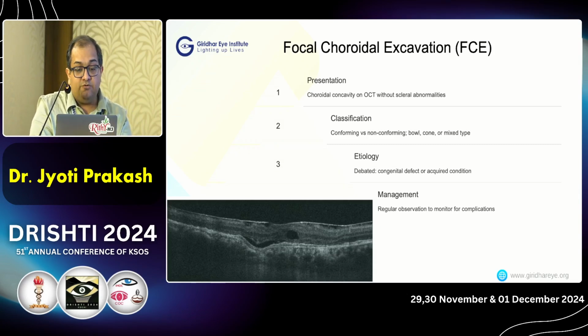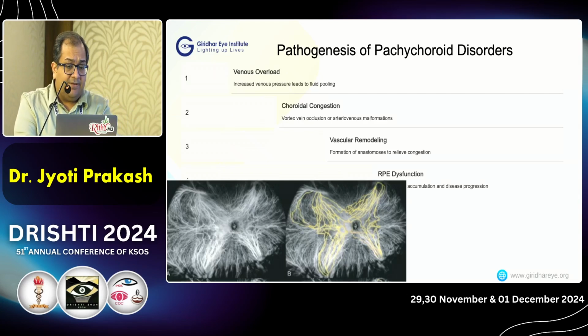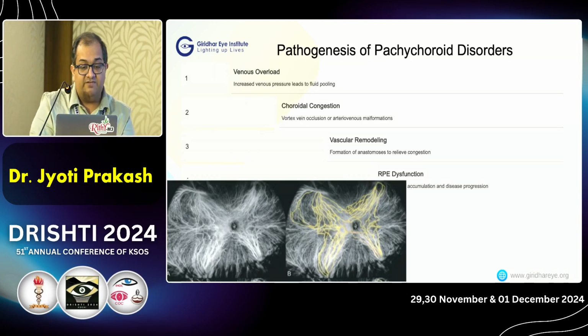And this is of two types. It can be a conforming type and a non-conforming type. In the conforming type, the overlying retinal layers actually course along the entire curvature of the focal choroidal excavation. And in the non-conforming type, as you see here, the cavity dips down below and the layers are above in the upper part. There's a gap in between. The pathogenesis is mainly said to be due to venous overload, choroidal congestion, vascular remodeling, and RPE dysfunction, all of which lead to these different presentations.